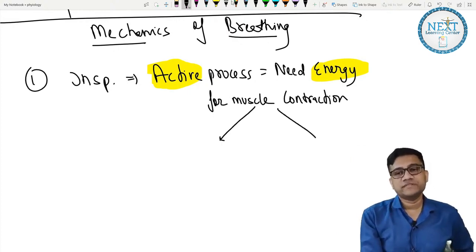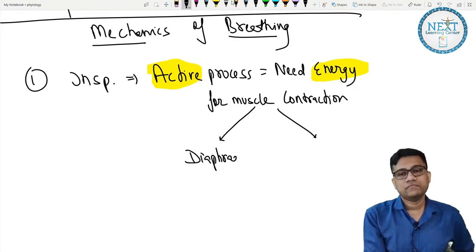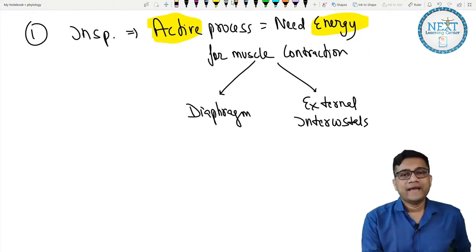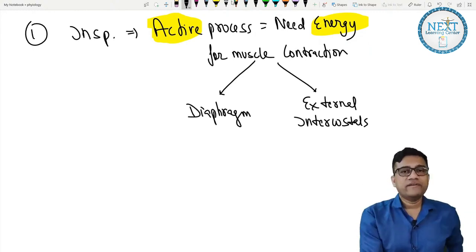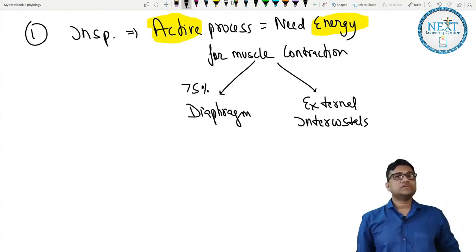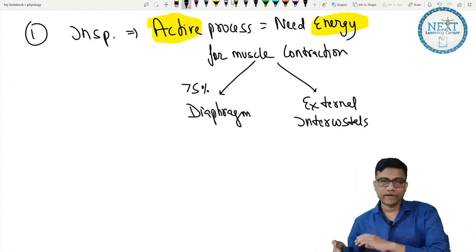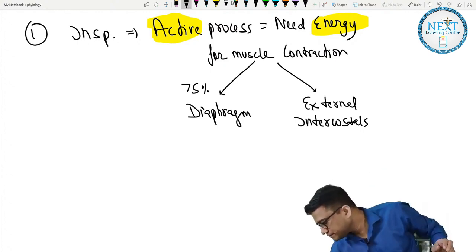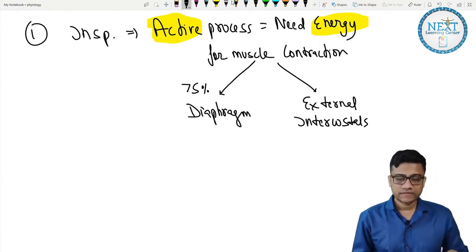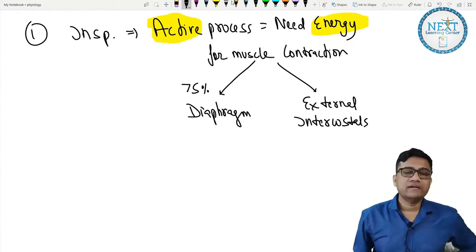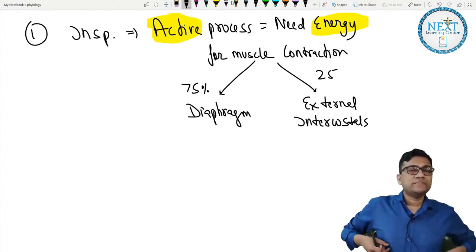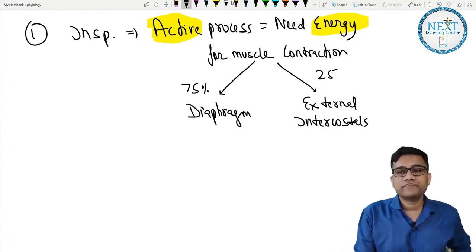And this contraction is done by two muscles: the diaphragm and the external intercostals. The diaphragm accounts for 75%. So 75% is diaphragm, and 25% is external intercostal muscle. Remember, intercostal are between the ribs. So what does intercostal mean? Between the ribs. Costal is ribs. Intercostal means between ribs.